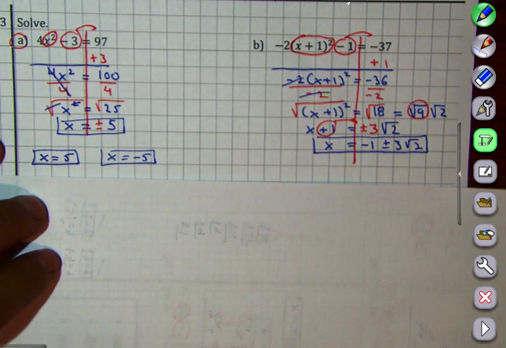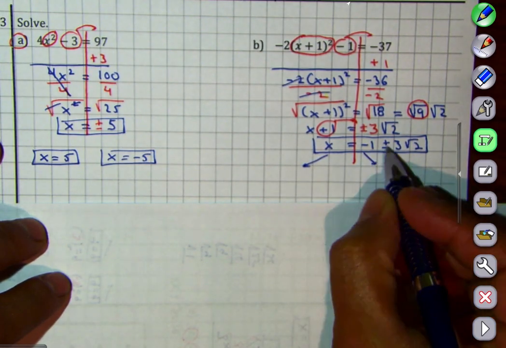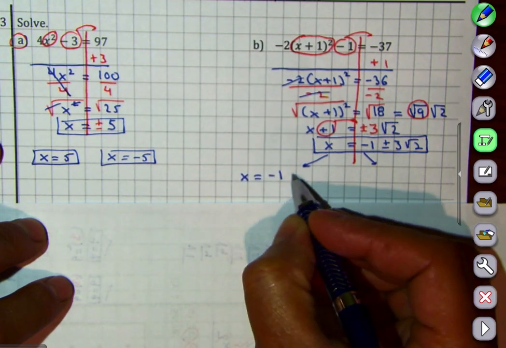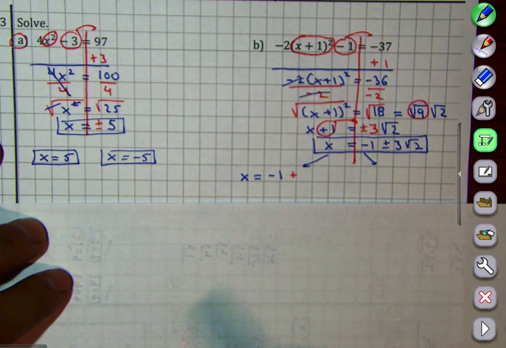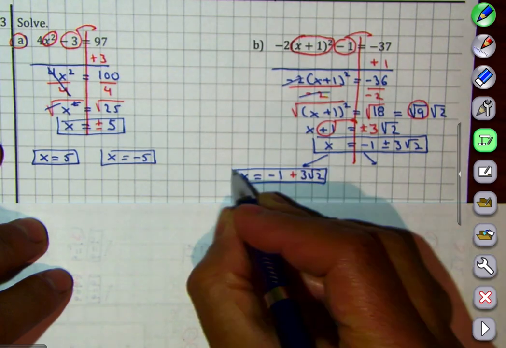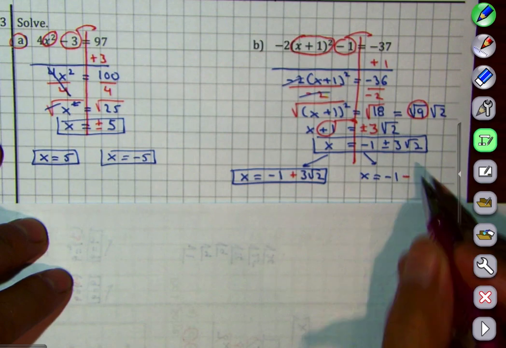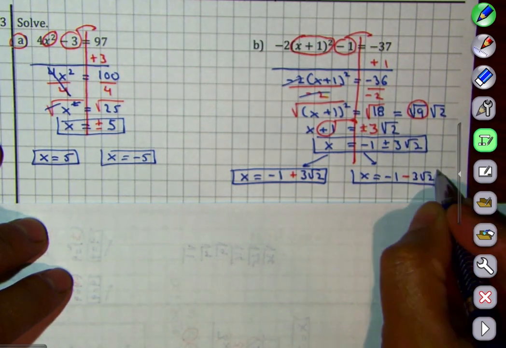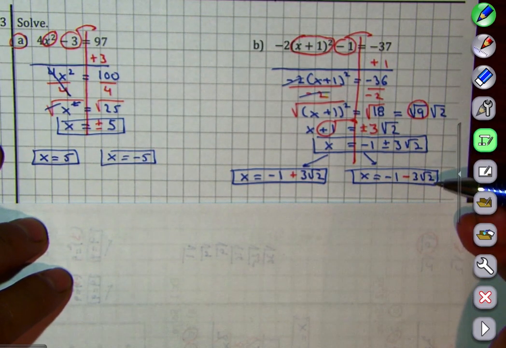And many times you guys will see it rewritten in two different ways, one with a positive and one with a negative. So therefore, x equals negative 1 plus 3 square root of 2, x equals negative 1 minus 3 square root of 2. So sometimes they'll place it together, sometimes they're going to separate.